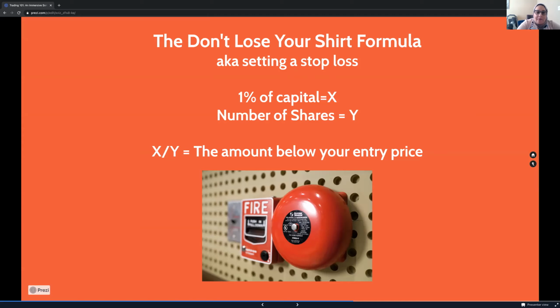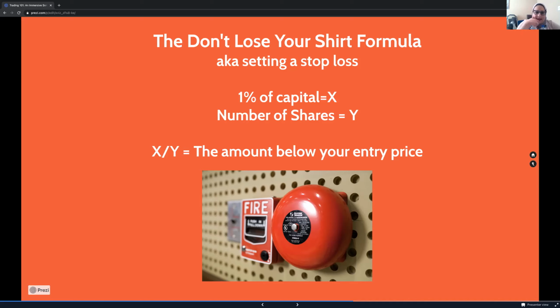The reason we say 1% of your capital is that you're willing to lose 1% of your capital on a trade. Worst case scenario, if everything went against you, how much am I willing to lose? What would I be okay with losing? So 1% of your capital. I am a little tighter than that, but 1% is good, and it makes the example easy.